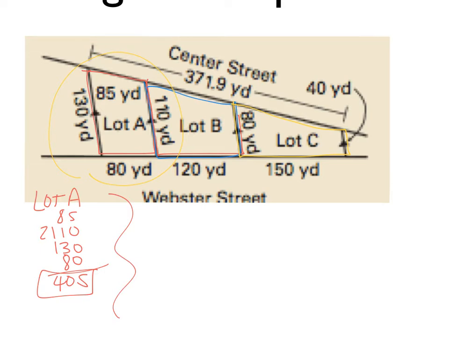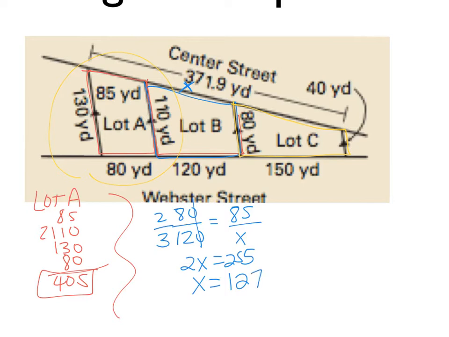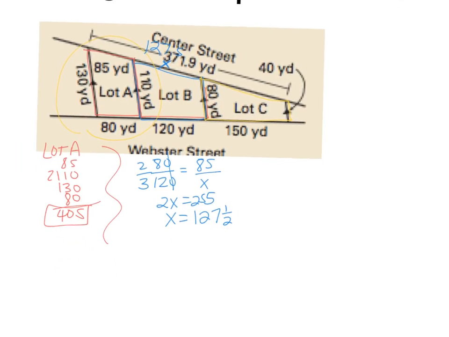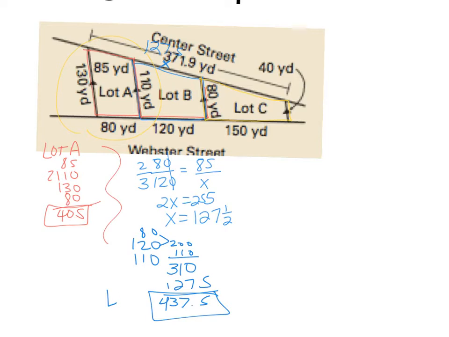For B, I'm missing the top side of it. But these are proportional, right? So I can say that 80 over 120 would equal 85 over x. And that's going to solve for this one. So I can simplify this. This would be 2/3 equals 85 over x. 2x equals 255, x would equal 127.5. So then I can add up lot B: 120, 110, 80, so this is 200, 310, plus 127.5. This is lot B.